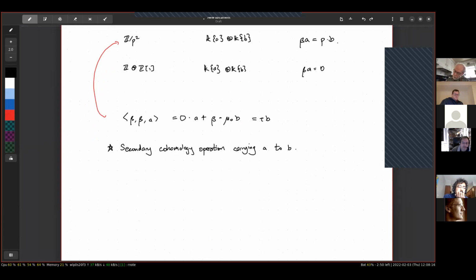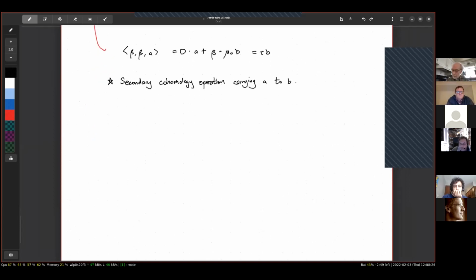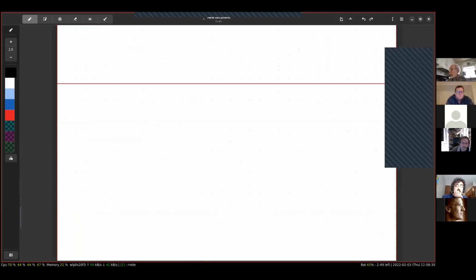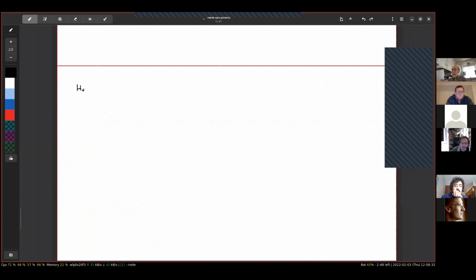Okay. So I guess that's a good point to start getting into the main topic. So this is what secondary cohomology is. It captures information like how do we compute d2 differentials? I'll get a new page. So how to compute d2s.